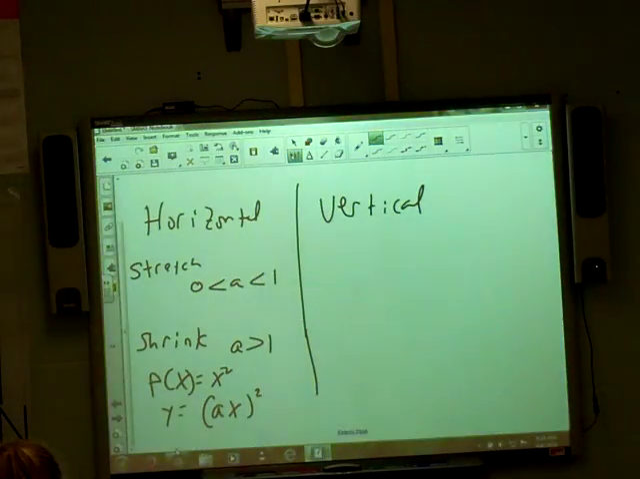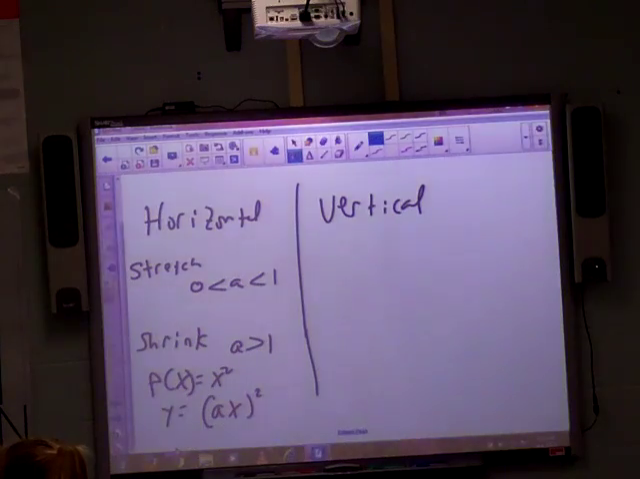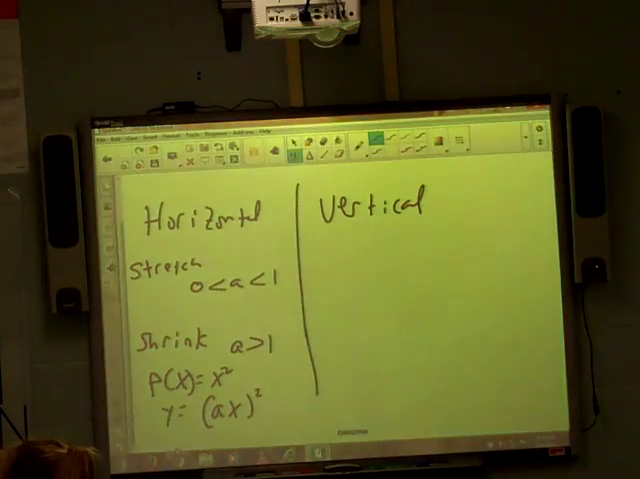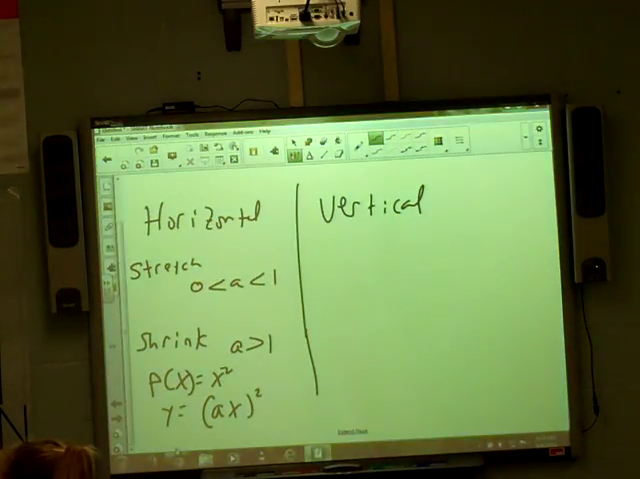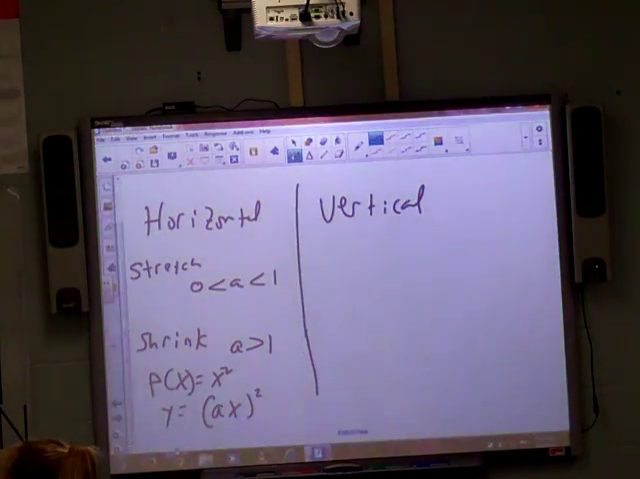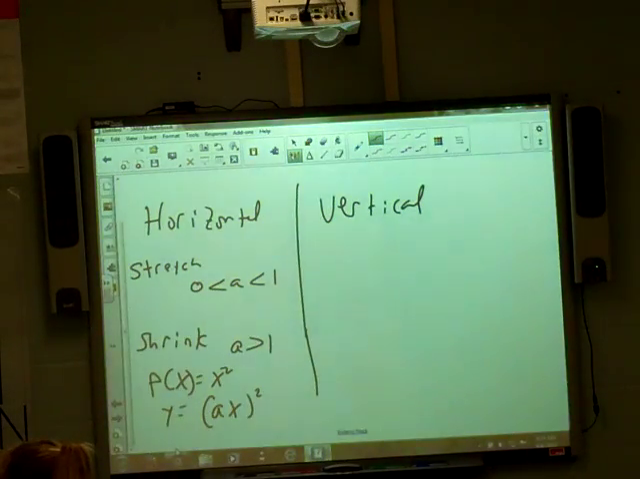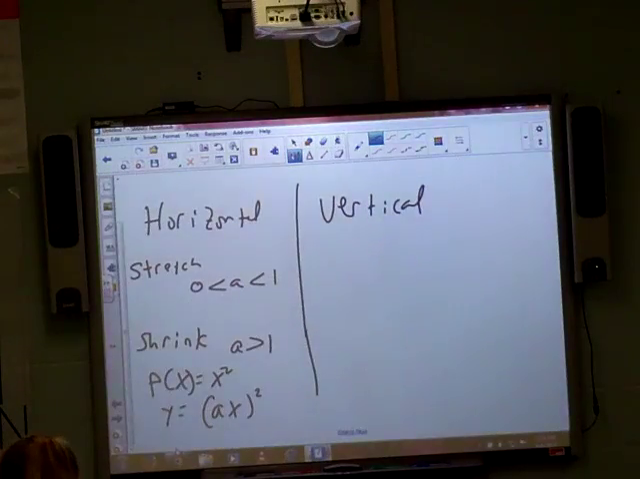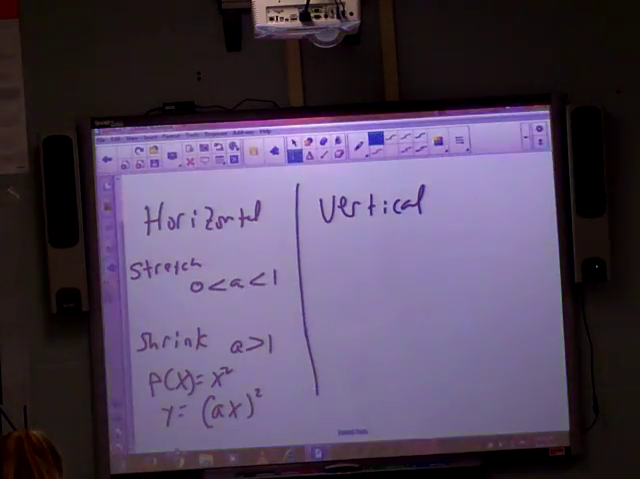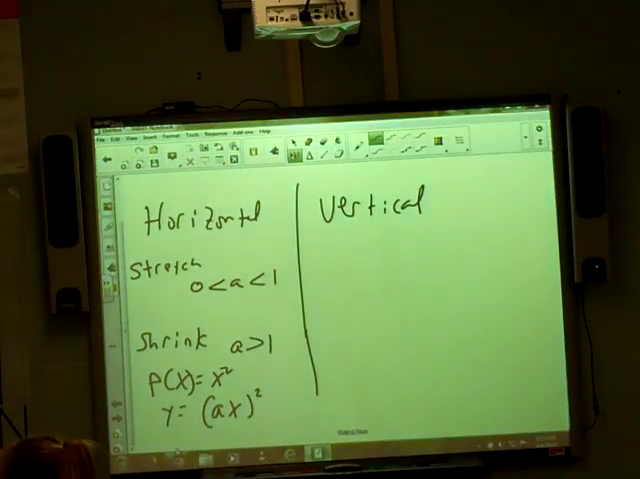Remember? I thought F of X is X squared. Yes, it is. But remember, f of x means the same as y. Anytime it says f of x equals, that's the same as y. F of x is just putting it in function notation. F stands for function, a function of x. But if I told you to graph f of x equals 2x squared plus 7 and you wanted to use your calculator, you would push y equals. F of x is the same as y.